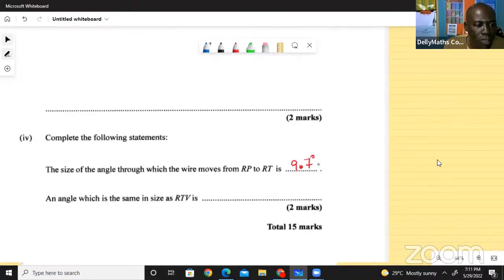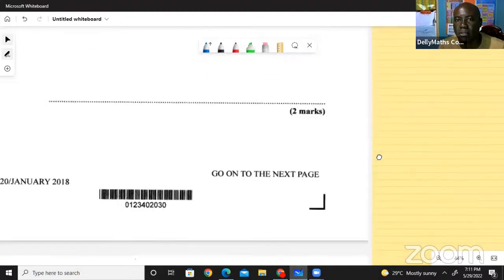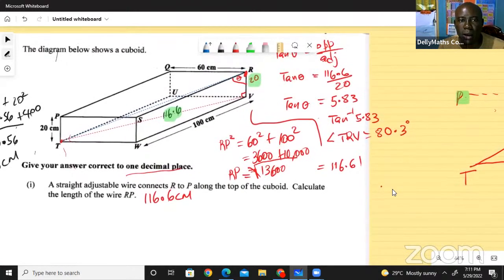All right. The angle which is the same in size as RTV is what? RTV. So we have to mark RTV. Where's RTV? R, T, and V. Okay. So the angle which is the same as RTV would have been, okay. Let's look carefully at this. The angle which is the same as RTV.